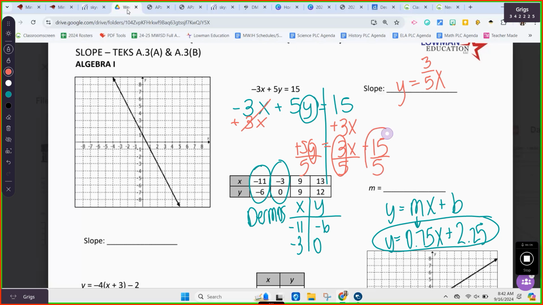Now, 15 divided by 5 is 3. Did we just take a funky equation and make it into slope-intercept? Yes. Does it follow y equals mx plus b? Yes. Where would this line hit the y-axis? 3. Alright.